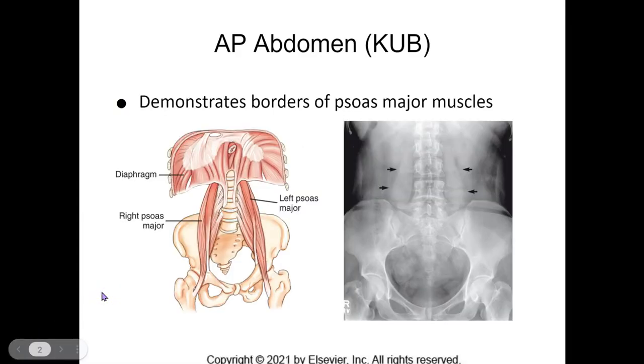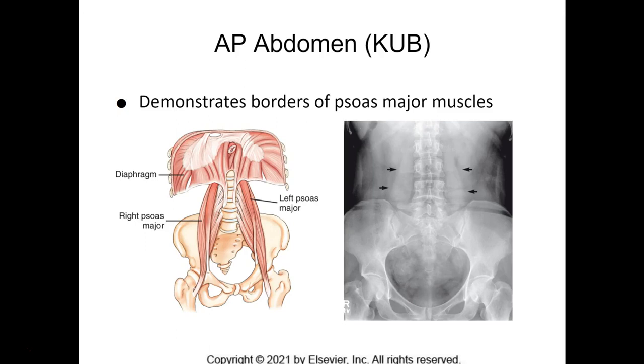This PowerPoint will discuss all the anatomy of the abdomen. However, you should know that the most common image that we take of the abdomen is an anterior-posterior or AP supine abdomen. And we call that a KUB for short, which stands for kidneys, ureters, and bladder. Even though that's the most common image we take, we still want you to be familiar with all of the abdominal anatomy, so that's what we'll discuss here.